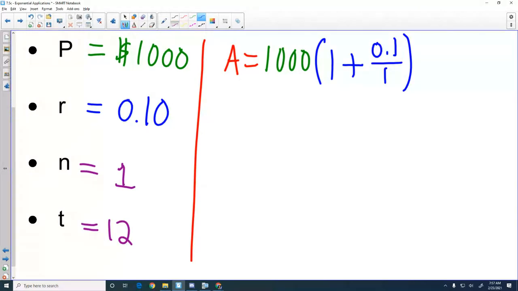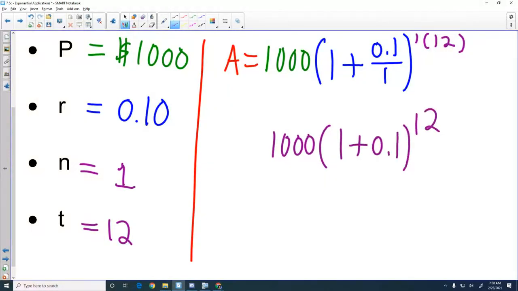Then our exponent is n times t. It's the number of times you're getting that interest per year times the number of years. So that's 1 times 12. Is that going to be different than our ab to the x? No, it's the same thing, right? 1 times 12 is still 12. So this is still just 1,000 times 1 plus 0.1 to the 12th.